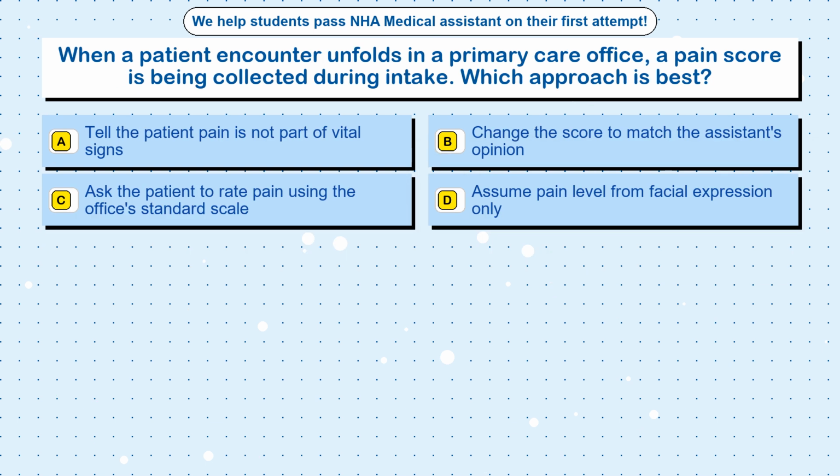Question 15. When a patient encounter unfolds in a primary care office, a pain score is being collected during intake. Which approach is best? Option A, tell the patient pain is not part of vital signs.